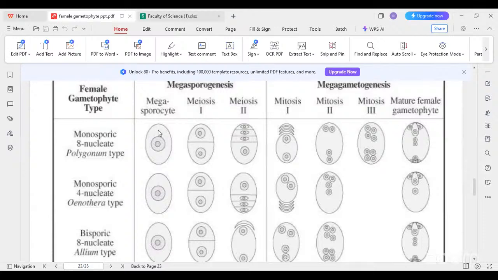The first megaspore divides by meiosis 1, forming two nuclei. Second meiosis forms four nuclei. This is megasporogenesis. In megagametogenesis, the first division forms 1 plus 3 plus 2, the second forms 4, and the third forms 8 nuclei. This is the mature monosporic 4-nucleate Oenothera type.